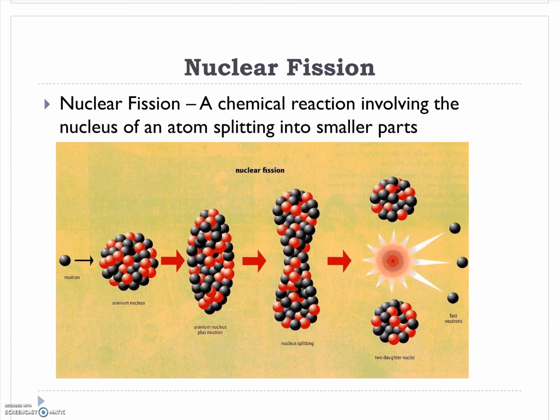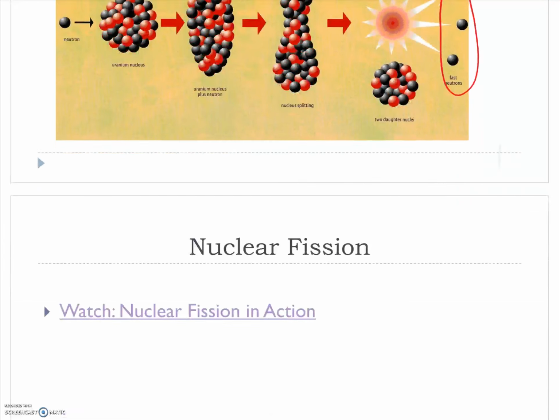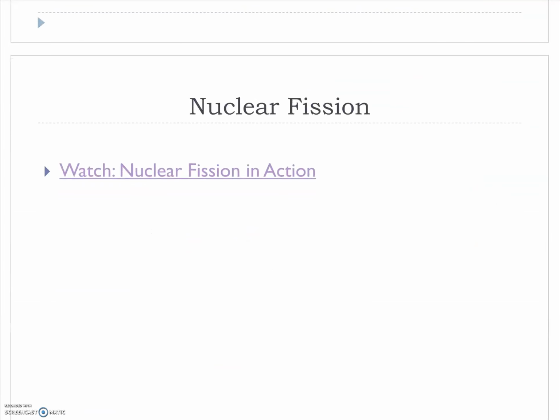All right, so let's start with nuclear fission. Nuclear fission occurs when you have an atom or a nucleus splitting into smaller parts. So nuclear fission is the splitting, and when it splits, it's going to release particles, nuclear particles. In this case that we're showing you here, it's emitting some neutrons out. You could also have different decay, and we're going to talk about those in just a minute.